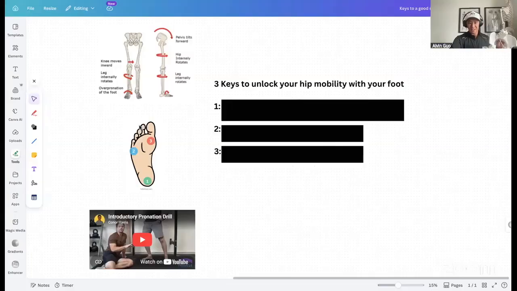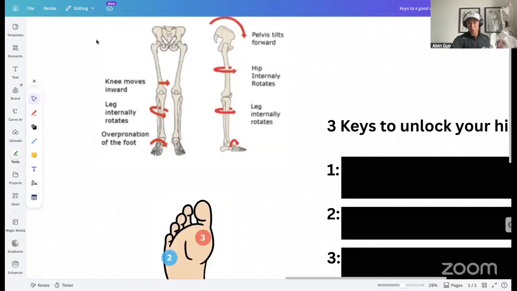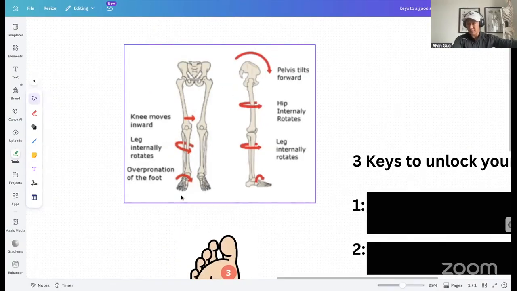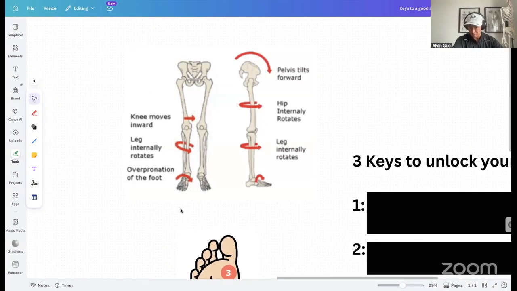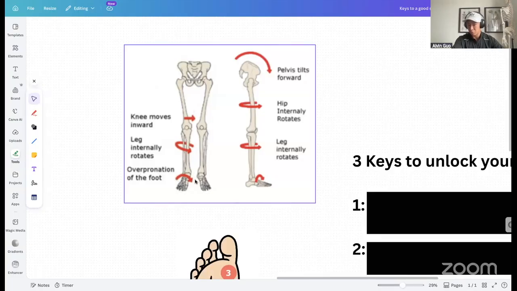So let me show you this. This is the picture we're looking for. You need to really apply the force into the ground, so your foot can pronate, your tibia can rotate inward, your femur can rotate inward, and then your pelvis can access internal rotation. And that is what we're looking for.